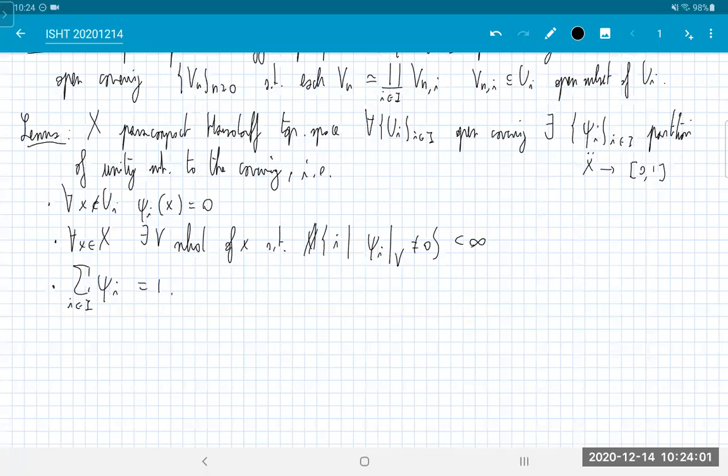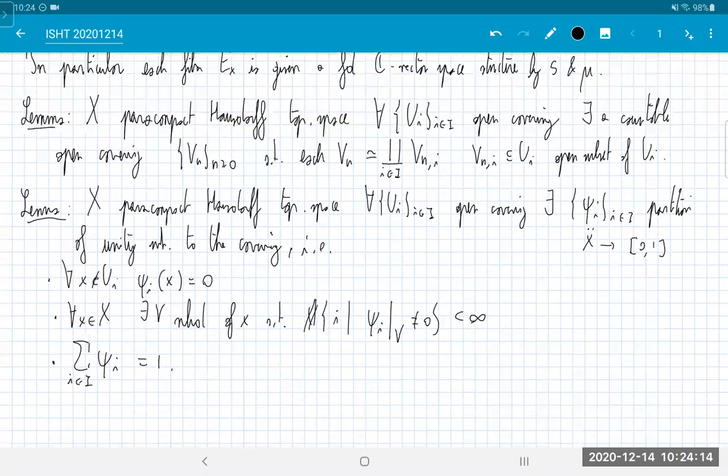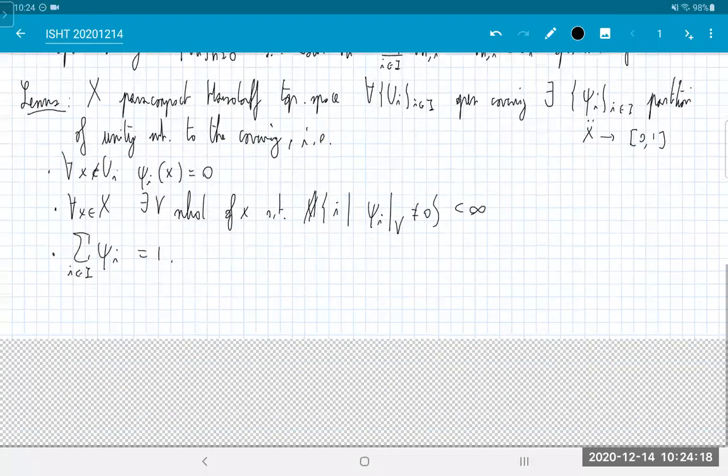That's called a partition of unity. And this, in fact, is completely characterized. A space is paracompact Hausdorff if and only if it has this property. And that's what people normally want to use. Using this property, there is a very short proof of the lemma above, which I'm not going to give you, though.